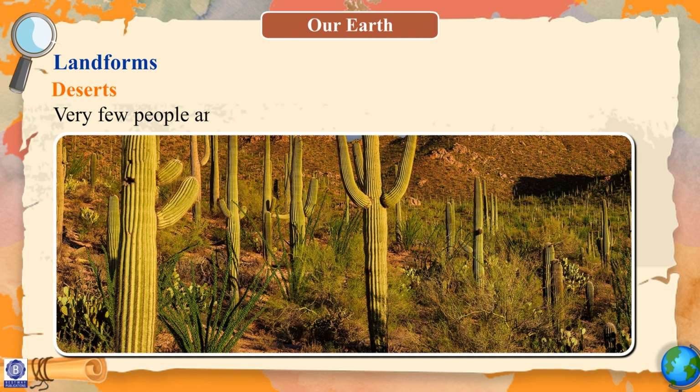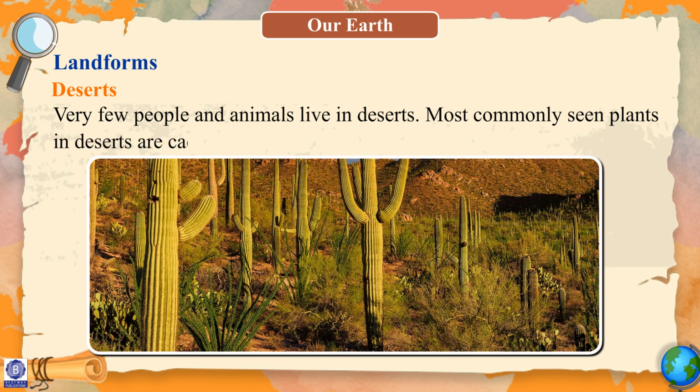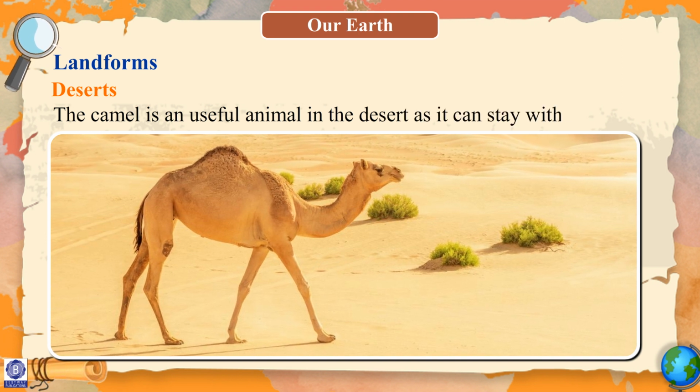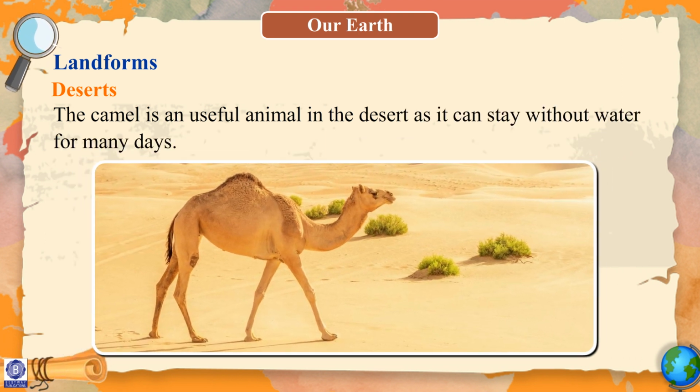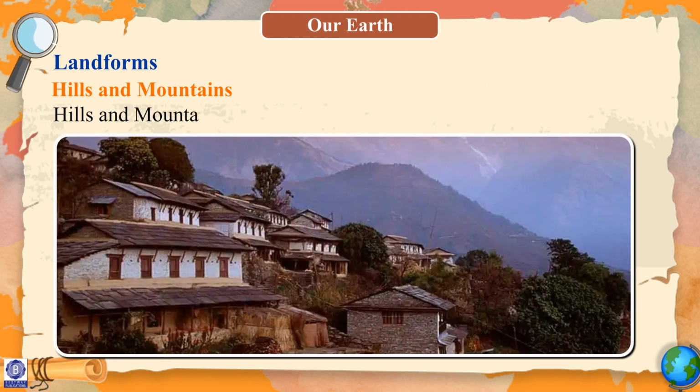Very few people and animals live in deserts. Most commonly seen plants in deserts are cacti and paddle plants. The camel is a useful animal in the desert as it can stay without water for many days. Hills and mountains. Hills and mountains are elevated rocky areas.